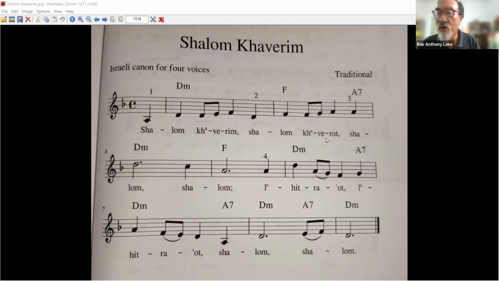Havarov, plural of sisters. So peace, brothers. Peace to you, sisters. Peace, peace. Lehit Ra'ov, Le is the preposition to. Ra'o is see you again, that idea of see you again. So until we see again, peace, peace. So actually not that difficult, you see.